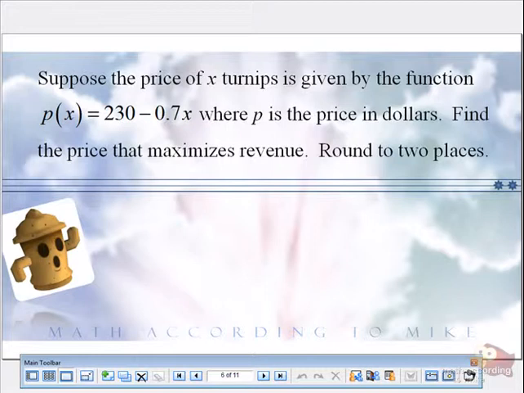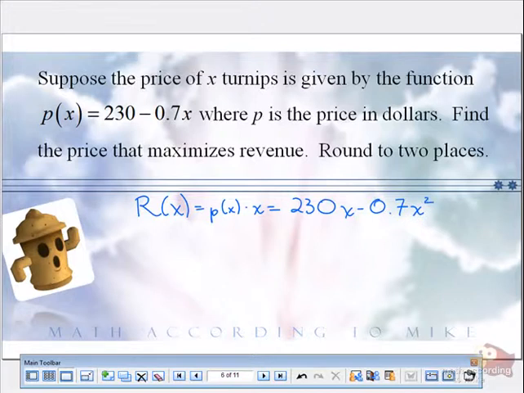P of x is what we're given. We need to maximize revenue. Oh my gosh, if only there was a way to get revenue from the price times x. So, capital R of x is little p of x times x. So distributing that x through, we would get 230x minus 0.7x squared.